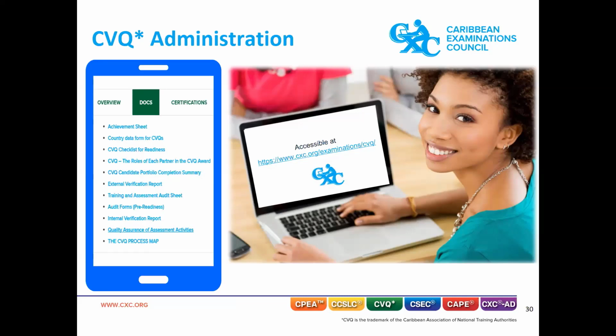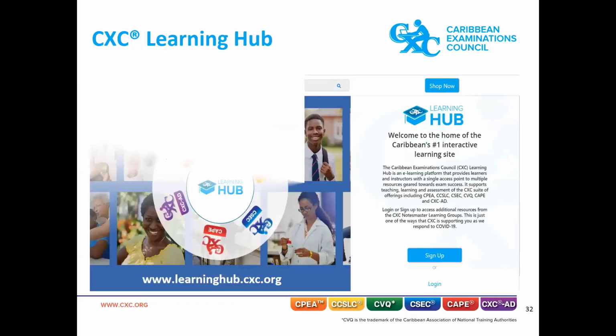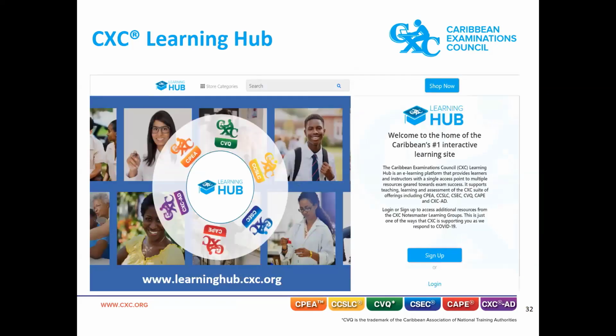You can also find competency standards. So if you are not sure about something, just go in and you'll see the regional occupational standards at this same site. Right on this site, www.cxc.org. The Learning Hub. We provide this resource for our assessors and our students. You can go on the Learning Hub and you can find resources for the CVQ program that you're doing. Yes, for most of your programs.